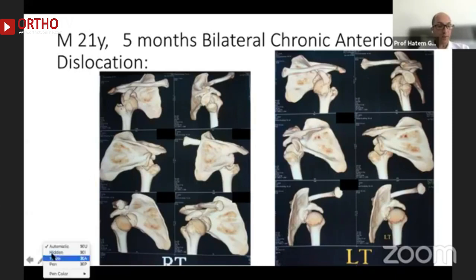Let me put the marker on. We have the new pseudoglenoid, and we have a malunited greater tuberosity. Now, if you look at the glenoid itself, there's not a lot of extensive bone loss for the glenoid, but there is the chronic dislocation itself. So that was the dilemma again.